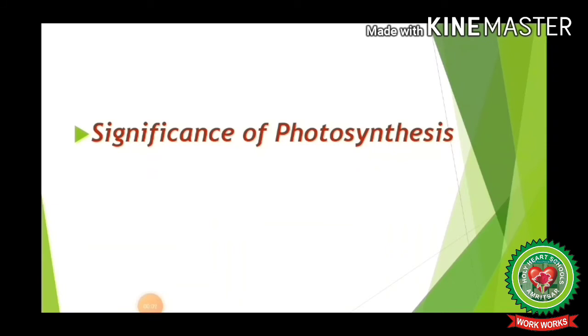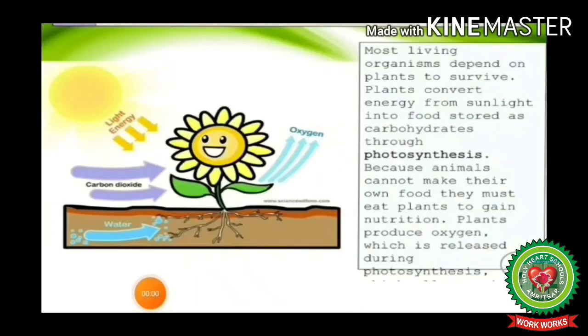Significance of photosynthesis. Most living organisms depend on plants to survive. Plants convert energy from sunlight into food stored as carbohydrate through photosynthesis. Because animals can't make their own food, they must eat plants to gain nutrition. Plants produce oxygen which is released during photosynthesis.